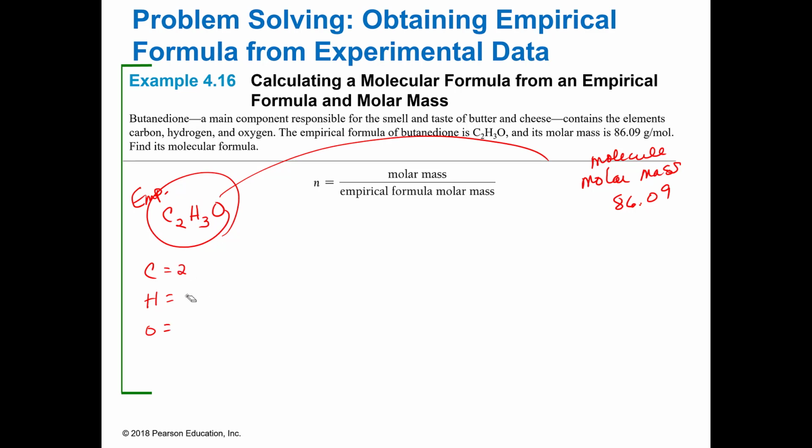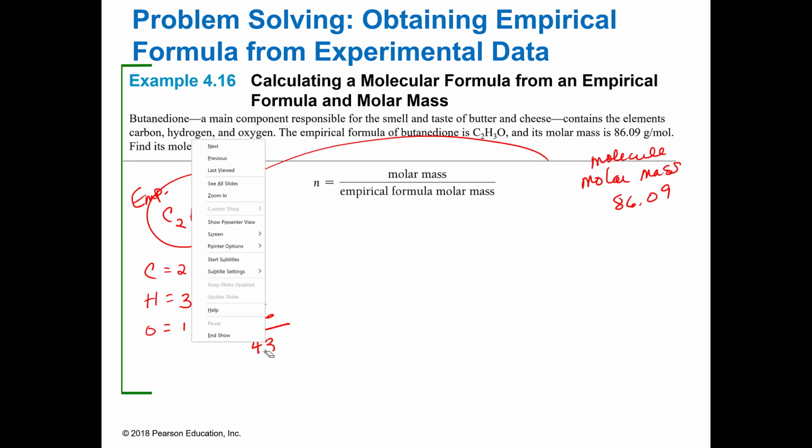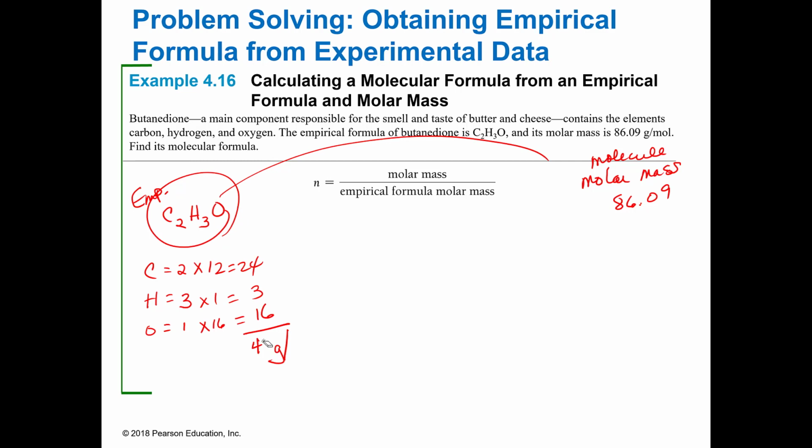So I've got 2 and 3 and 1. So 2 times 12 is 24. 3 times 1 is 3. And 1 times 16 is 16. And so I add all of those up together, and I get approximately 43 grams per mole. So this is the molar mass of the empirical formula. This is the molar mass of what the actual molecular formula is.